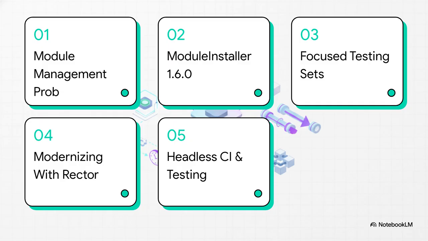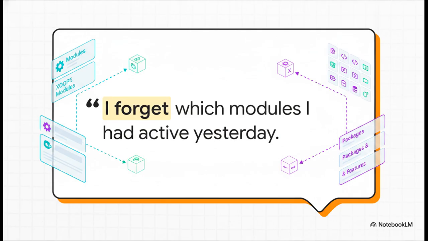Let's jump right in. "I forget which modules I had active yesterday." Man, that is a sentiment straight from the latest XOOPS community news, and it hits incredibly close to home, doesn't it? Modern XOOPS projects almost never rely on just a handful of modules. A real-world test site might have dozens or even hundreds of packages just sitting on the disk. Trying to remember the exact combination you need for a specific feature test, it's a massive headache.